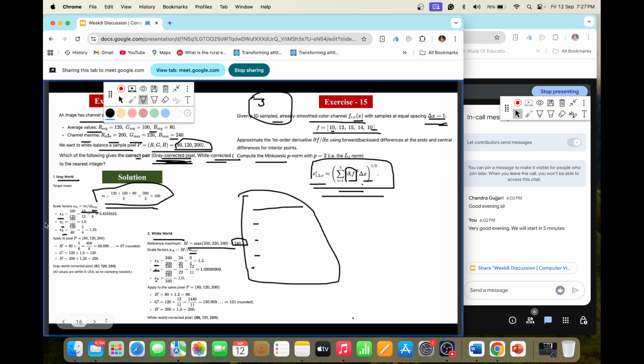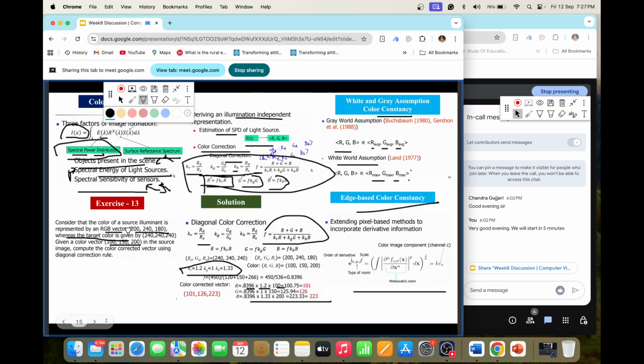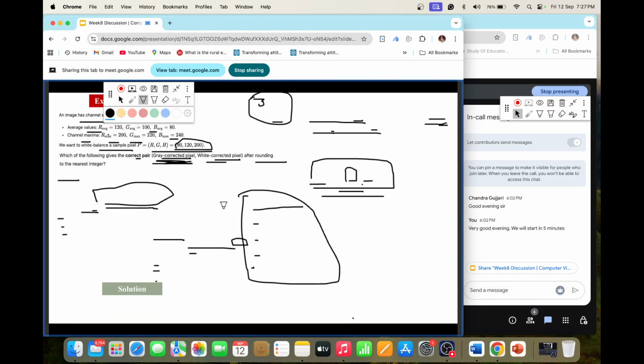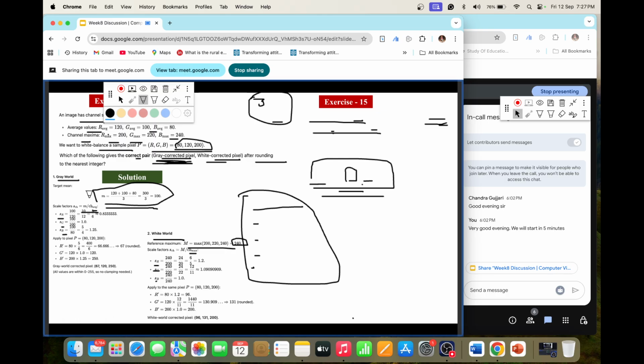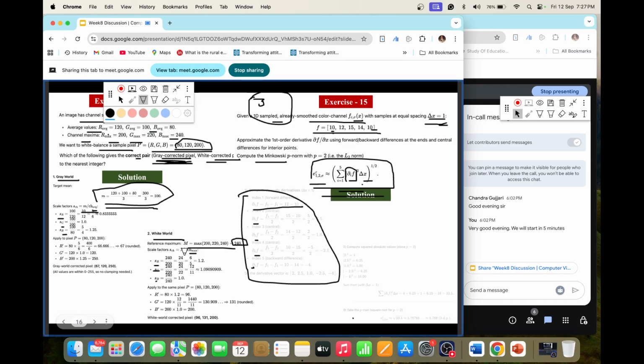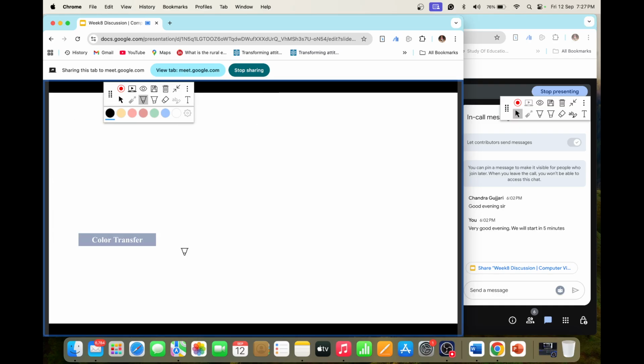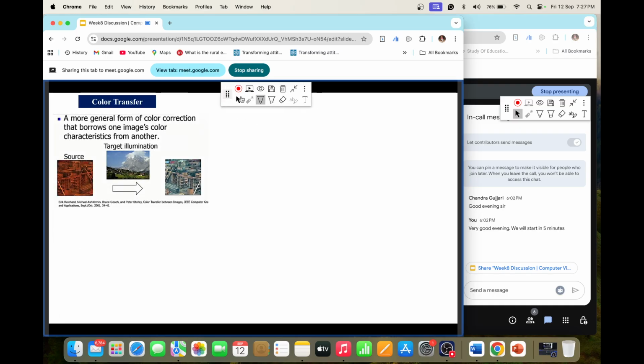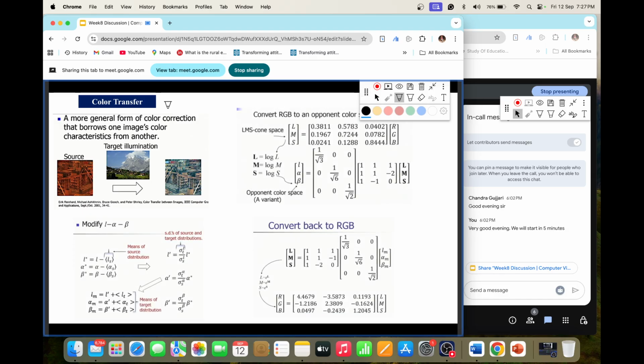But the most important question regarding color constancy is diagonal color correction. This always comes, and again white world and gray world are also important. So you should know these, and the edge based one is very rare and won't come, but I have kept it so that in case it comes, you can solve it by this method. By this I am moving to the next topic, that is color transfer. Color transfer is a very easy concept: we have a source color and we have a target color.